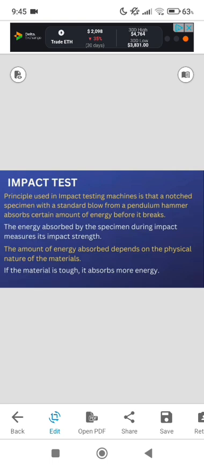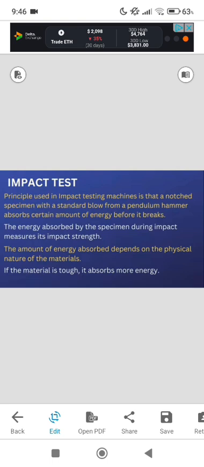The energy absorbed by the specimen during impact measures its impact strength. The amount of energy absorbed depends on the physical nature of the material. If the material is tough, it absorbs more energy. How much energy the material absorbs depends on its physical nature, and that physical nature is toughness. When the material is highly tough, it absorbs more energy. If the material is less tough, it absorbs very little energy and breaks at low energy.